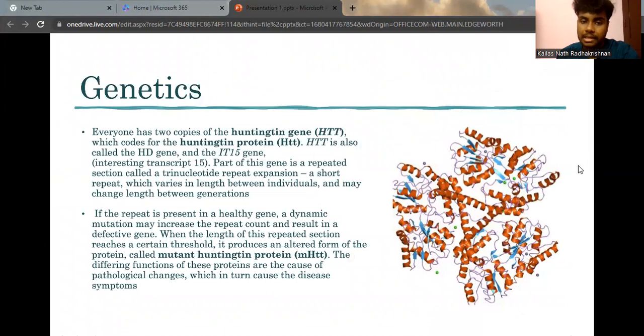Now, let's talk about the genetics of this disease. So everyone has two copies of the Huntington gene, which codes for the Huntington protein. This Huntington gene is also called the Huntington disease gene. A part of the gene is a repeated section called a trinucleotide repeat expansion. It's a short repeat which varies in length between individuals and may change length between generations. If the repeat is present in a healthy gene, a dynamic mutation may increase the repeat count and result in a defective gene. When the length of this repeated section reaches a certain threshold, it produces an altered form of protein called the mutant Huntington protein. The different functions of these proteins are the cause of pathology changes, which in turn cause the disease symptoms.